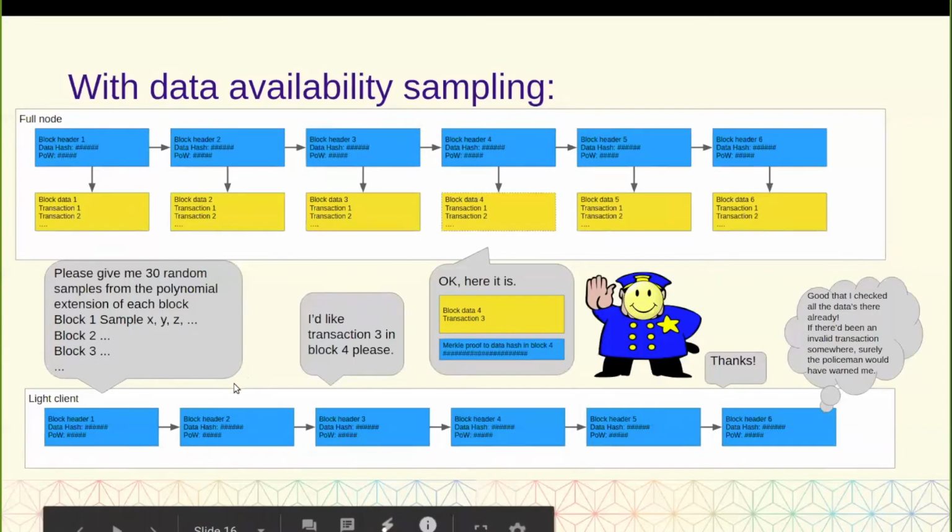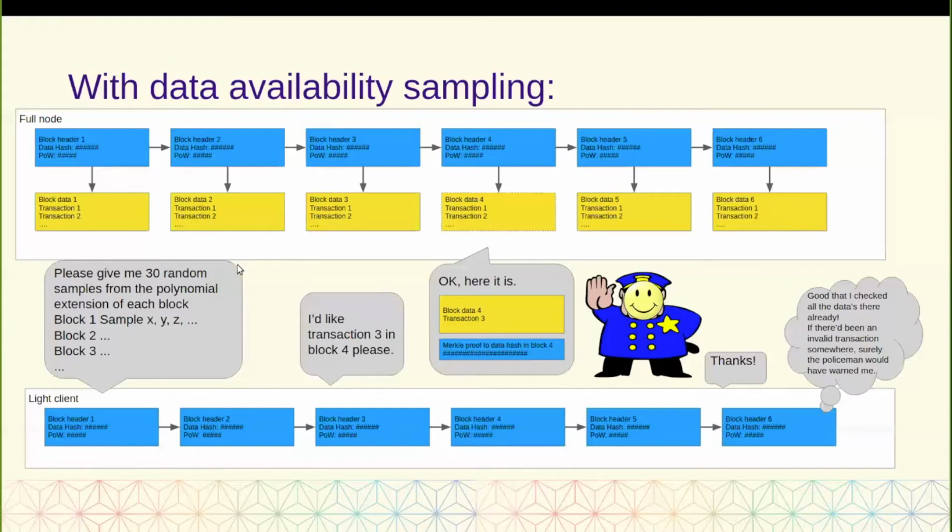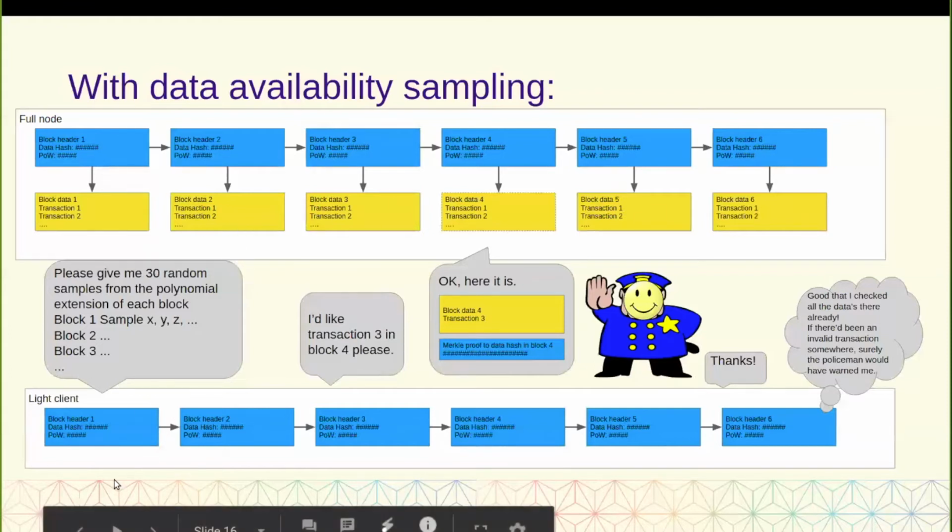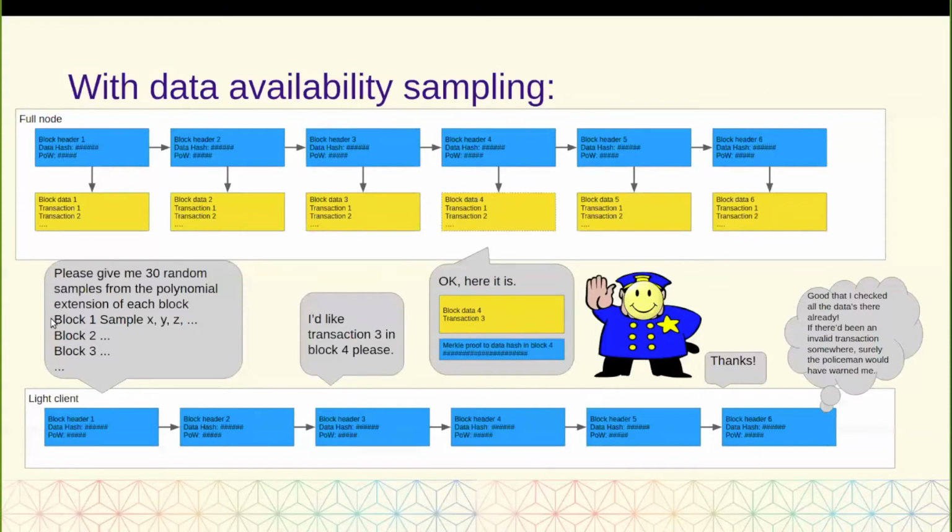And now once we come back to our picture of our light client talking to a full node, they start, even before they do all this, something they basically do as part of downloading blocks. Please give me 30 random samples from the polynomial extension of each block, and then they will tell the full node, these are all the samples I want. It is, by the way, essential that each light client will do this individually. So they will use local randomness to do this.